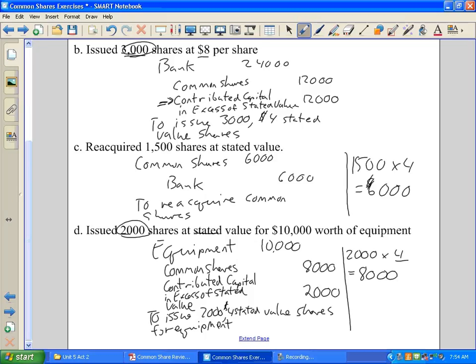That got really messy at the bottom. Well, let me rewrite that. Okay, slightly better. So there you go. Those are the transactions that have to do with the common shares.